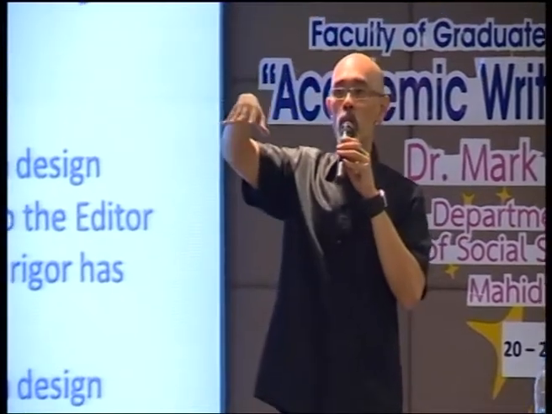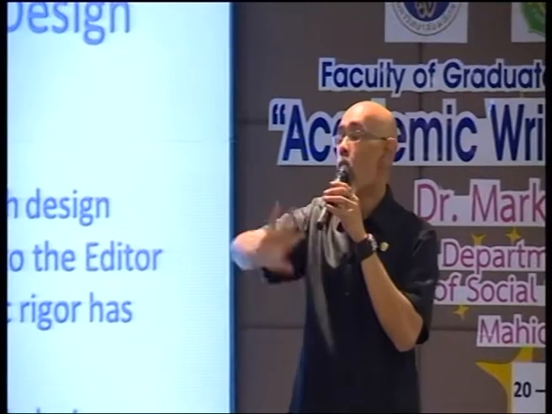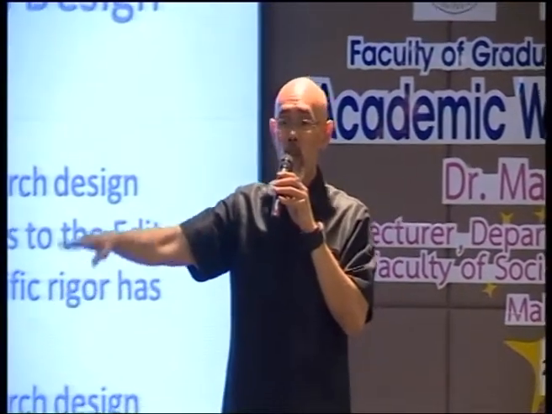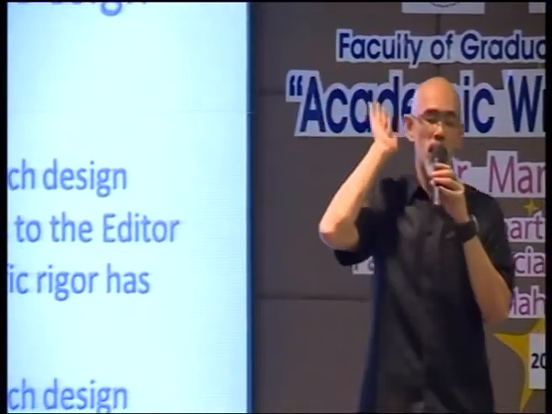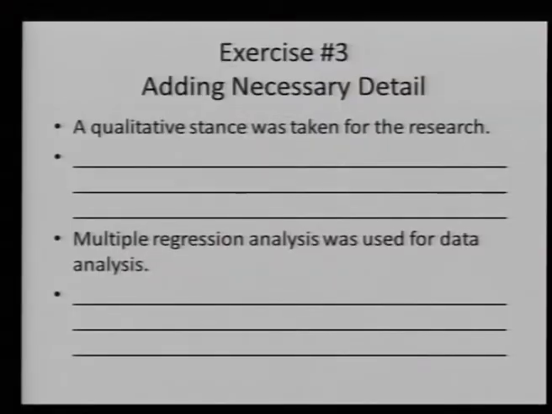What some do is they copy the whole of chapter 3 and they paste. The other mistake that we make is we don't give enough detail. So let's look at this. Exercise number 3, adding necessary detail. I have seen papers sent to me like this: a qualitative stance was taken for the research, and they think that's enough. What are the details that are missing?